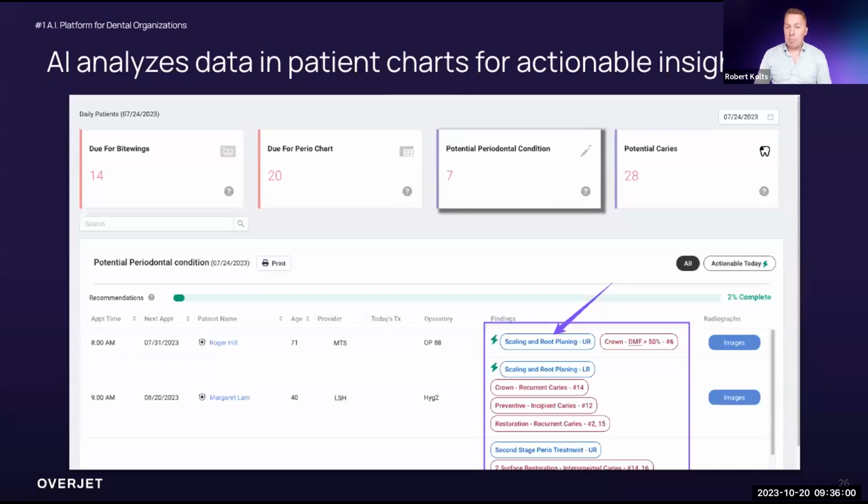So things like, this patient's coming in for a prophy, but they have bone loss and elevated probing depths, and we haven't treatment planned scaling and root planing. Maybe we should flag that patient as potentially needing periodontal therapy.